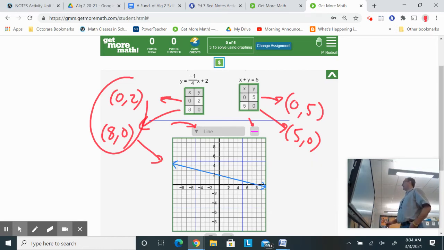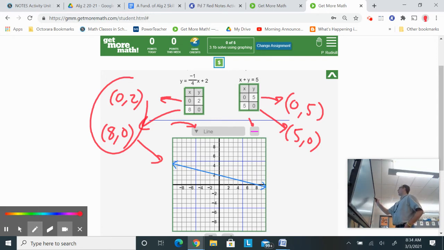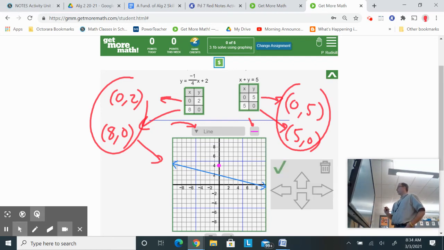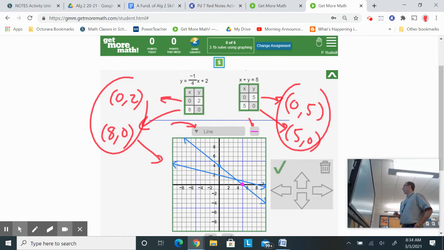And I'm going to go to my second t-chart, those 2 ordered pairs. So I need 0, 5: x is 0, y is 5. And then 5, 0: x is 5, y is 0. Okay? And I'm going to hit check on that one.